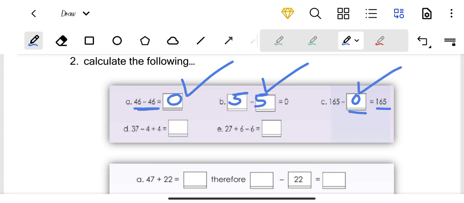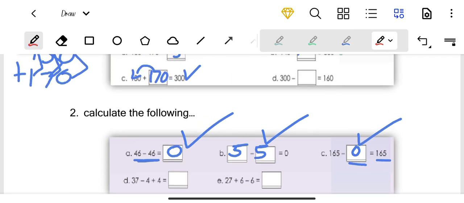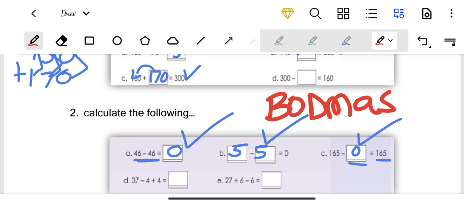Jumping to D, it is 37 minus 4 plus 4. So for this part, you use what we call BODMAS. So this is a mathematical rule. So it's called the BODMAS rule. So you check, do I have a B, which is the brackets? We don't. Of, we don't. Division, nah. Multiplication, nope. But we have addition and subtraction.